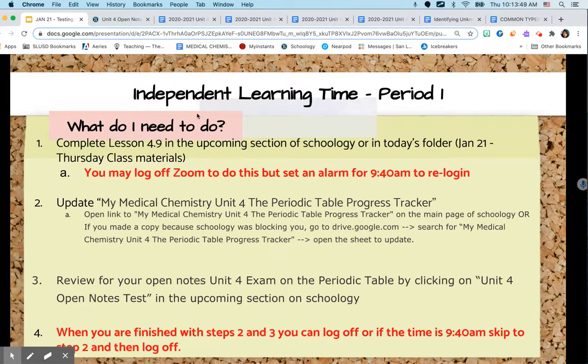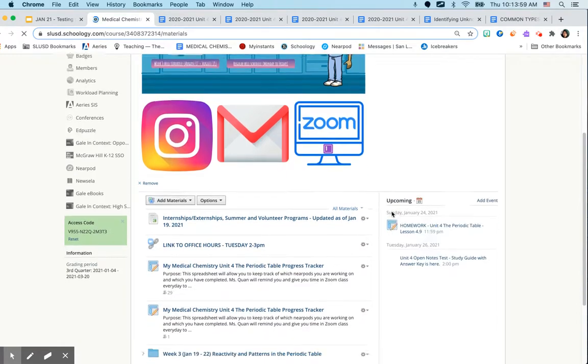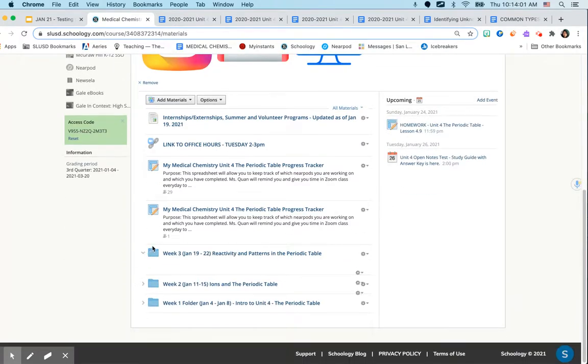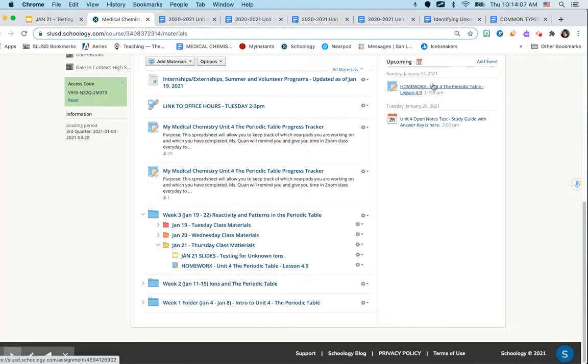So let's talk about step 1, where you need to complete the lesson. So going back onto your Schoology page, let's go to the main page here, and scrolling down to week 3, today is Thursday. So you should see the assignment either on the upper right-hand side, where it says Homework Unit 4, the Periodic Table, Lesson 4.9, or under the Week 3 folder, the yellow January 21st, Thursday class materials folder, where it says Homework Unit 4, the Periodic Table, Lesson 4.9.